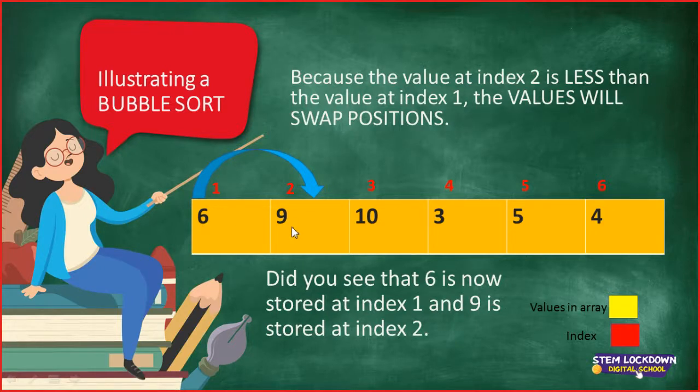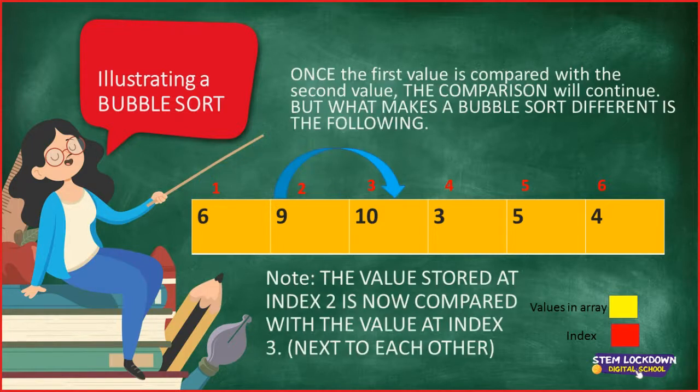Just to talk about this, would you agree that this is almost identical, if not identical, to the selection sort? It's exactly the same with the first comparing. Let's go ahead and see what happens next. Once the first value is compared with the second value, the comparison will continue. But notice now this is the difference.